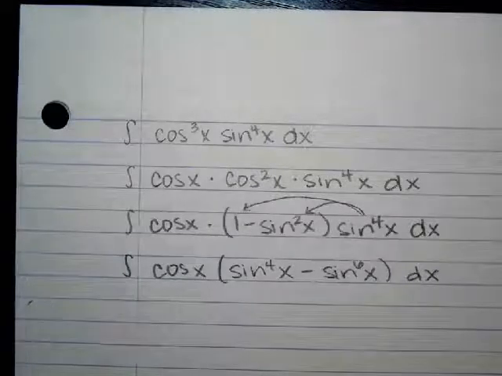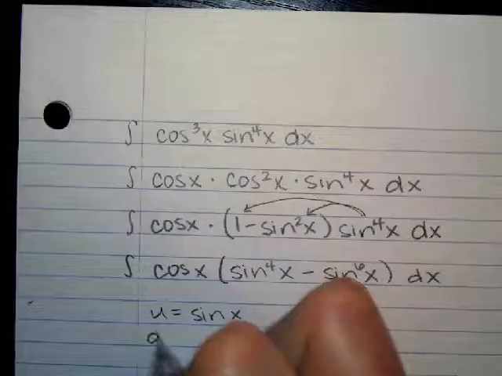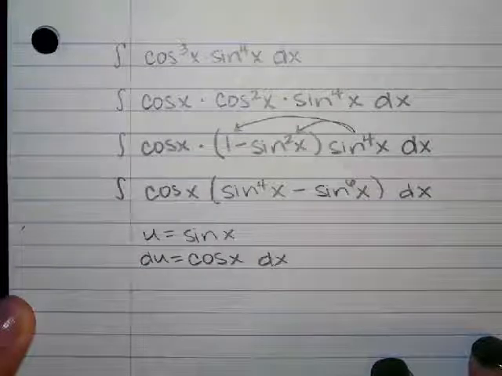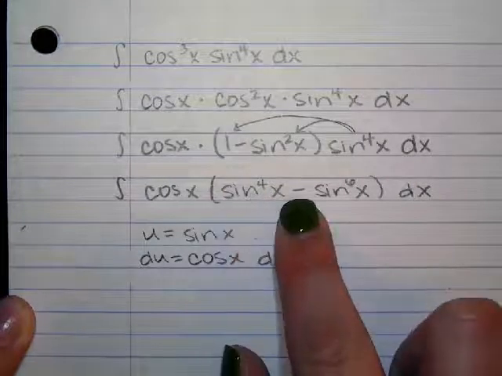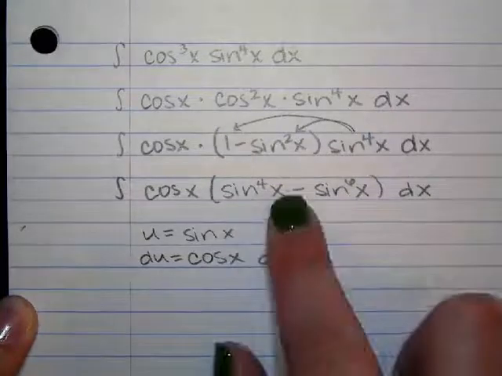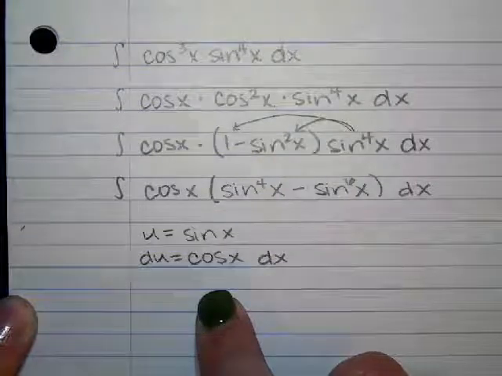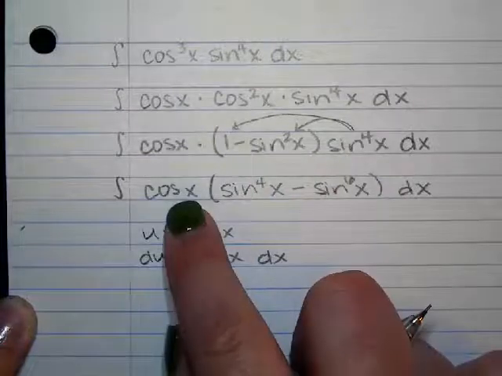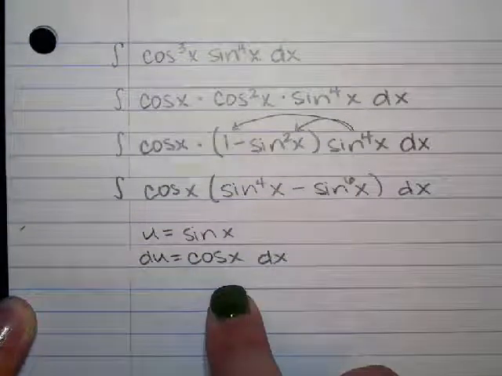So what is my u? Sine x. What's my derivative of u? Cos. Well, if you had u as sine to the fourth minus sine to the sixth, then you would have to do that whole chain rule for your derivative, and you're not going to have that derivative there. So if I just say that u is sine x, then I can say the derivative of u is cos, and then there is the derivative there. But if I say u is sine to the fourth minus sine to the sixth, then I have to have the whole chain rule present for my du. And that's not going to be the case.